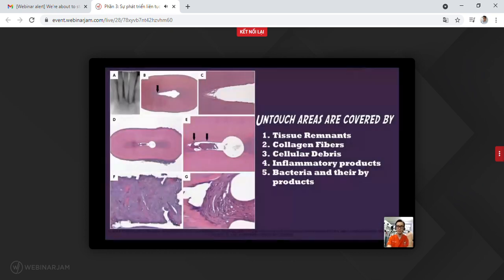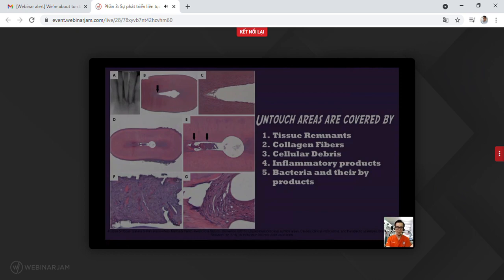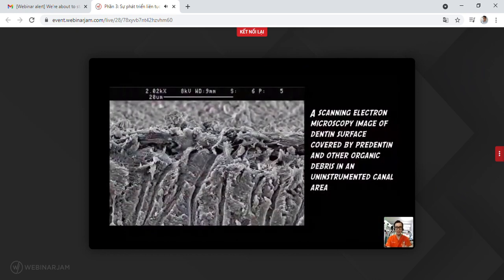We have tissue remnants, collagen fibers, cellular debris, inflammatory products, bacteria and their byproducts. As you can see here, this is a scanning electron microscope image of dentin surface covered by pre-dentin and other organic debris in an uninstrumented canal area. So maybe you have finished instrumenting the canal, but you haven't finished. You still have business in this uninstrumented area that is still covered by these amounts of organic and inorganic debris.